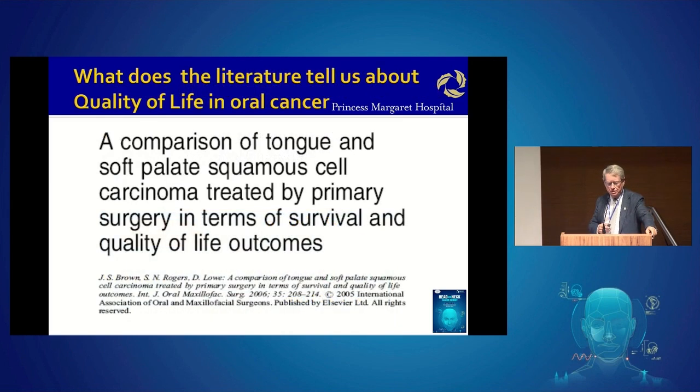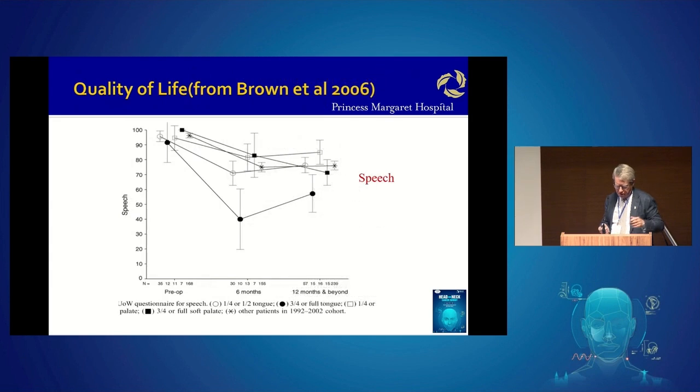What does the literature tell us about quality of life in patients who've undergone modern reconstruction? And I bring your attention to this older paper from the Aintree group in Liverpool, James Brown and Simon Rogers as the senior authors, from 2006, and this was in the era of the development of soft tissue flap reconstruction of the oral tongue. And they used an old methodology, the University of Washington questionnaire, and these are the speech outcomes, as you can see by, is that working now?